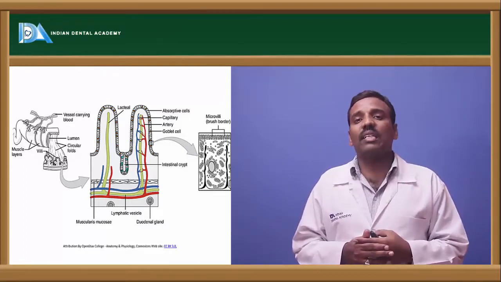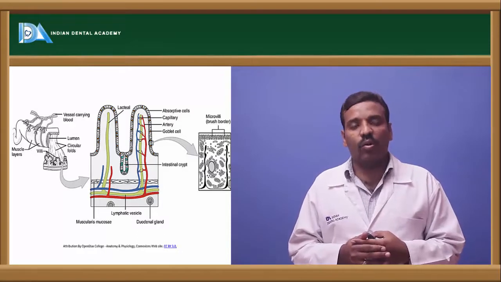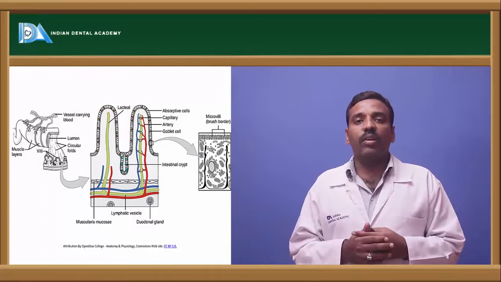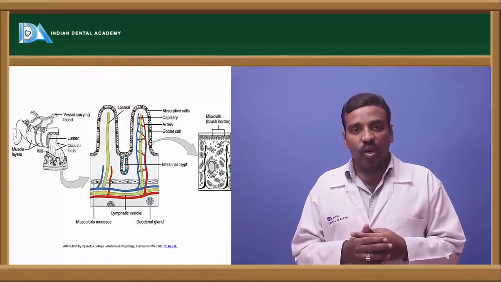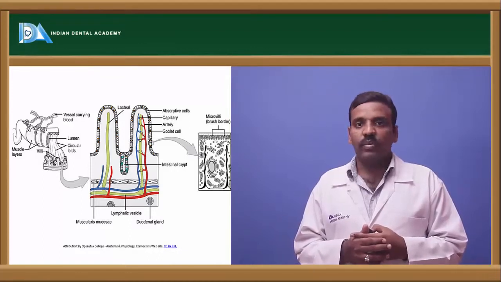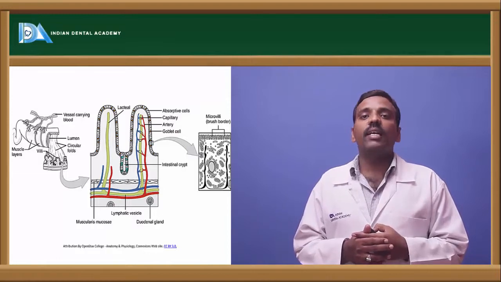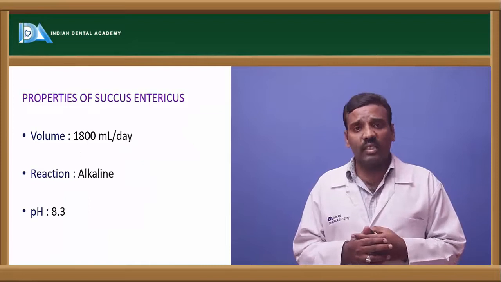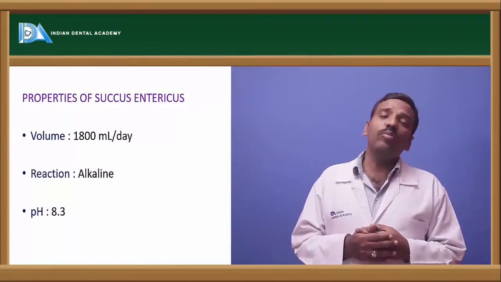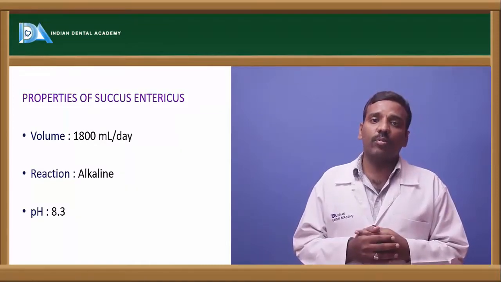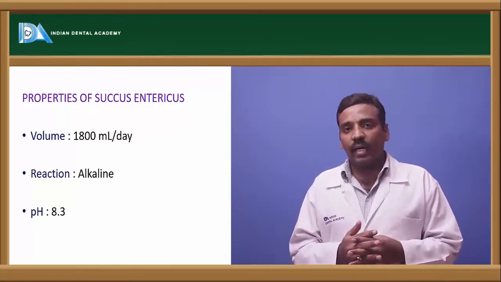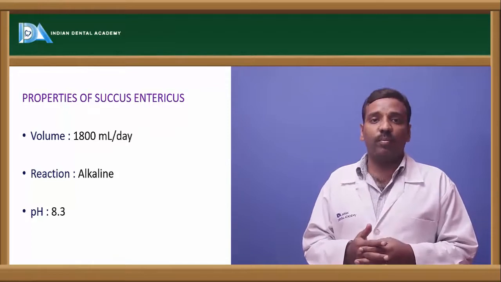Okay, and next, the cells and the microvilli are present in the structure of the small intestine. The succus entericus, the secretion of the small intestine, is secreted by the villi. By the movement of the villi, there is a secretion of the small intestine juice, which is called succus entericus. Next, the properties of the succus entericus: the volume is about 1800 ml per day, and the reaction is completely alkaline, with a pH of about 8.3.